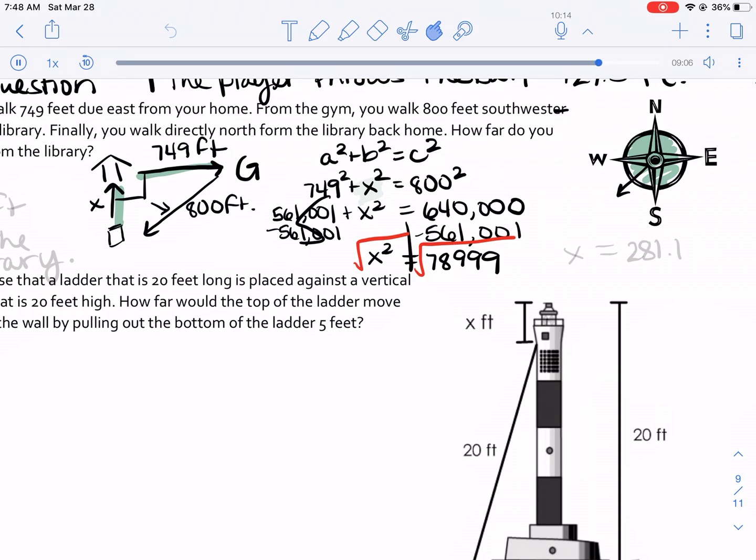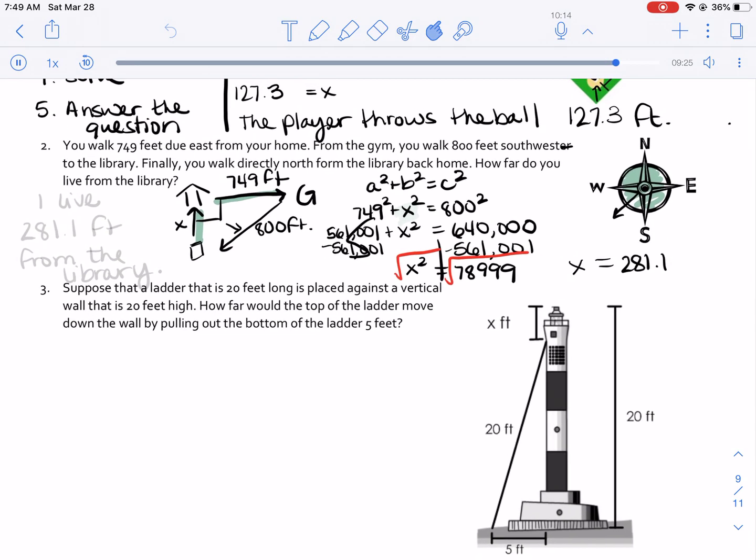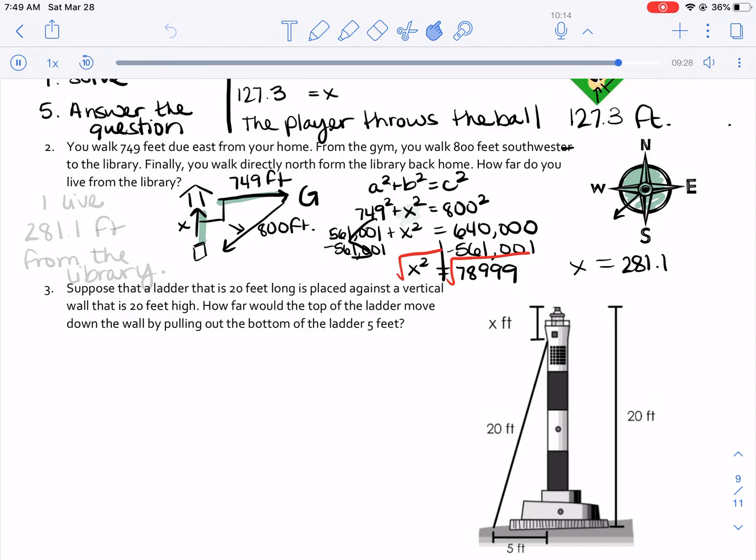You got to take the square root of both sides. And when we take that square root, X equals 281 point, a lot of numbers, but when you round that to the nearest tenth, it's just 281.1. So now we need to actually answer the question. The question was, how far do you live from the library? So that 281.1 is measured in feet. So you say, in this hypothetical scenario, I live 281.1 feet from the library.